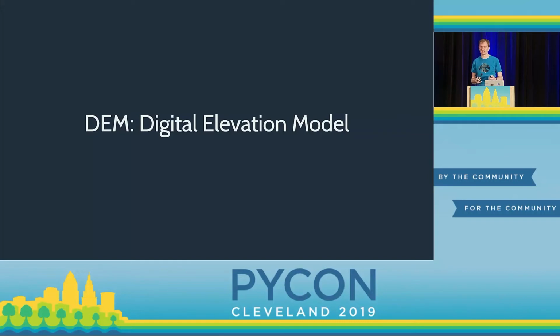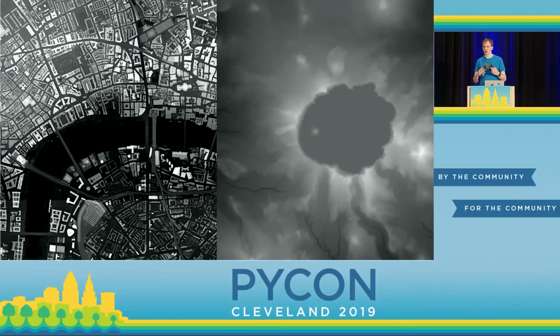It's the same kind of idea. It is a big bitmap, and it contains data for how high everything is on a 2D plane. On the left here, you can see a small portion of London and the individual buildings and streets. On the right, you can see part of Crater Lake and the namesake crater in the middle of it.